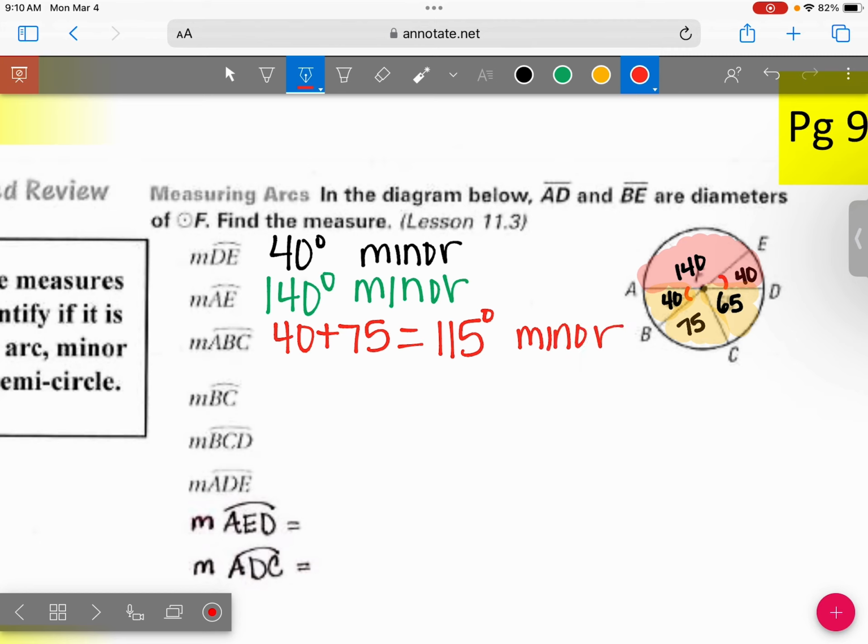All right, I want you to try to find BC. That would just be this part right here. What is the measure of arc BC? What did you all get? 75, good. Which is a minor. All right, I'm going to give you 5 minutes to find the last four, and then we're going to learn a new formula.